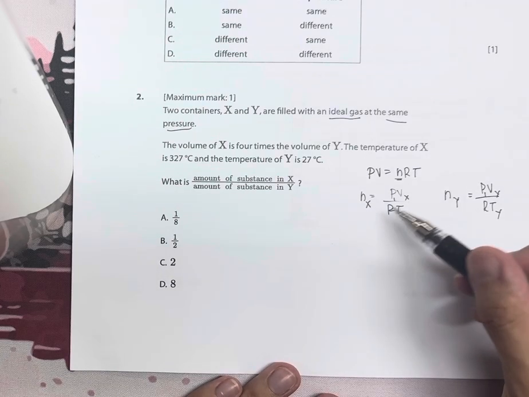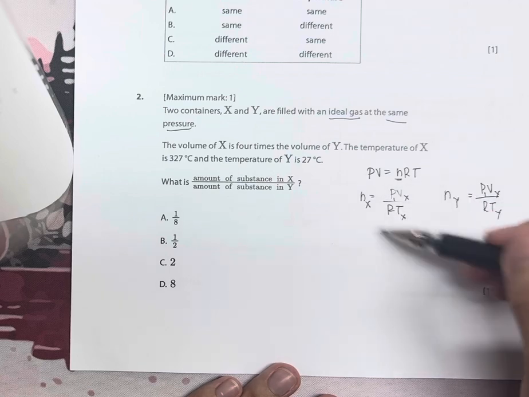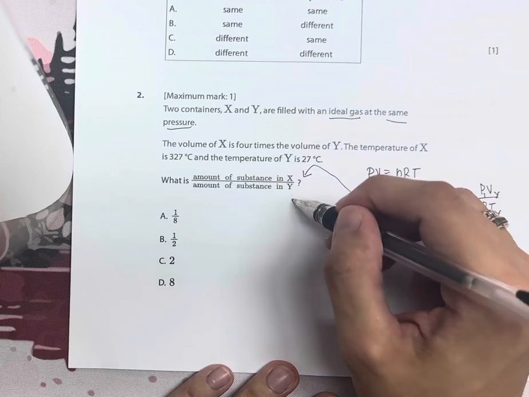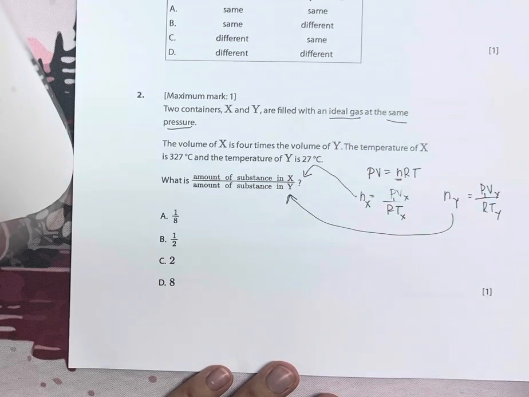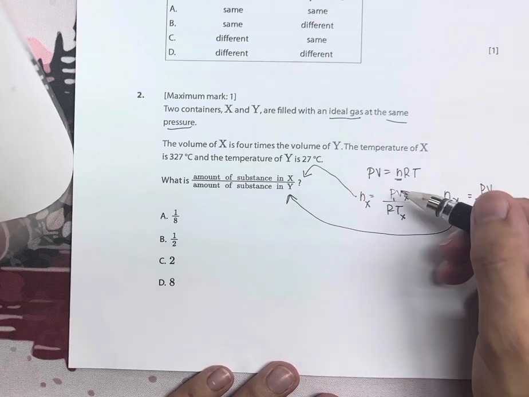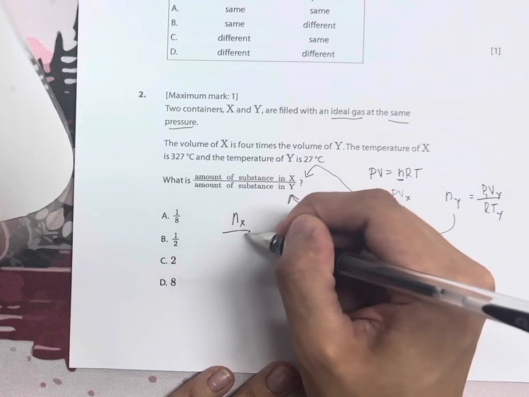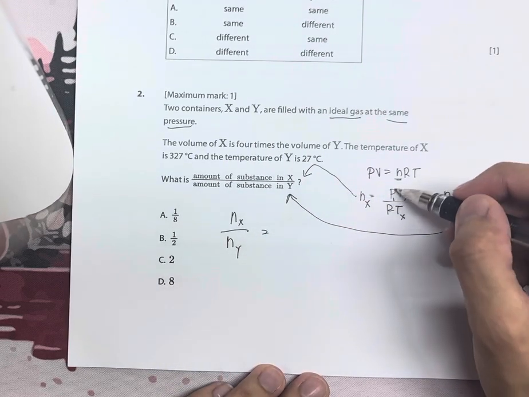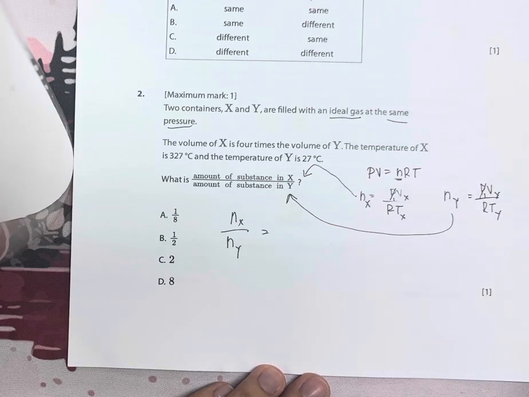Okay, so now all I have to do is put these two on top of each other, because this here would be for nX, and this nY over here would be for this one. By putting a fraction on top of a fraction, you notice that two things will cancel out. If I do nX over nY, your pressures will cancel, because they're the same. Another thing is your R will also cancel, because it's the constant that's going to be the same for both substances in this case.